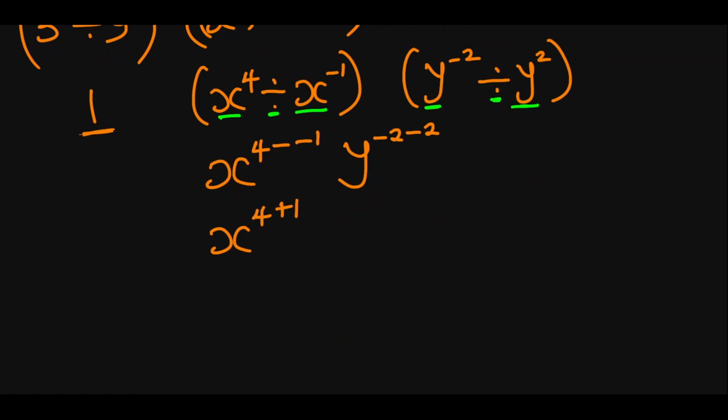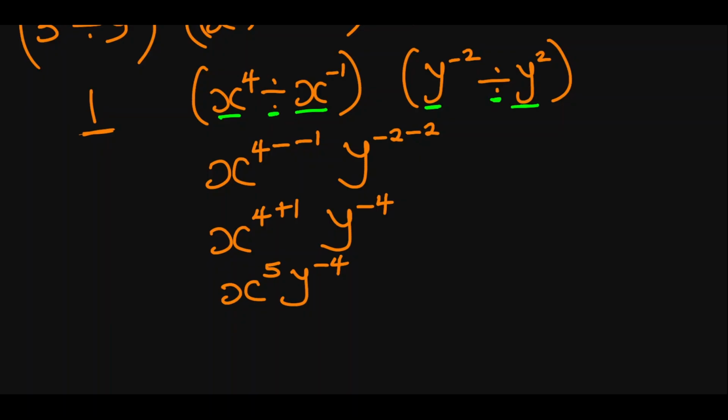If you don't know how to add and subtract negative numbers, check the previous lesson, lesson 3. We covered all that, all the basics. Then y raised to power minus 2 is minus 4. So this gives us x raised to power 5, y raised to power minus 4.